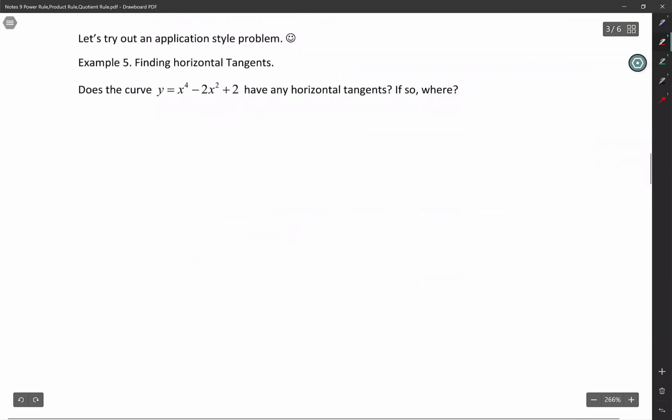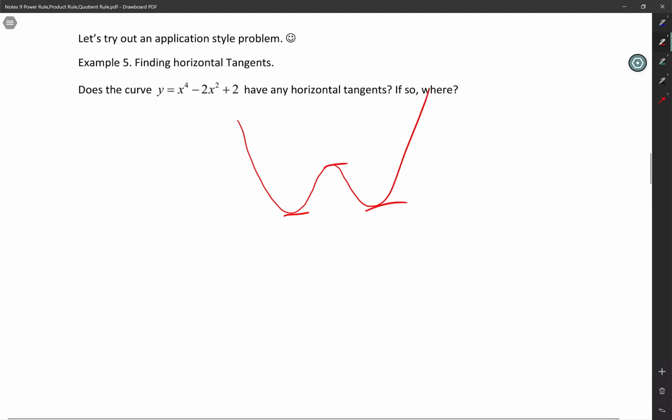It says, example 5, finding horizontal tangents. Does the curve y equals x to the 4th minus 2x squared plus 2 have any horizontal tangents? If so, where? Of course it does. It has a whole bunch of little hills. I don't know exactly how this graph looks, it may look something like that. But I have horizontal tangents whenever this graph goes from increasing to decreasing or vice versa, right? I just have an idea of how it looks.